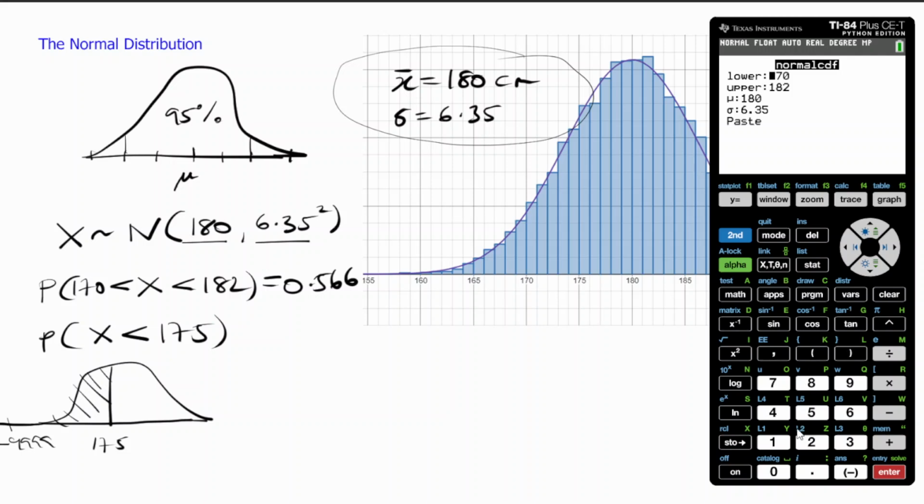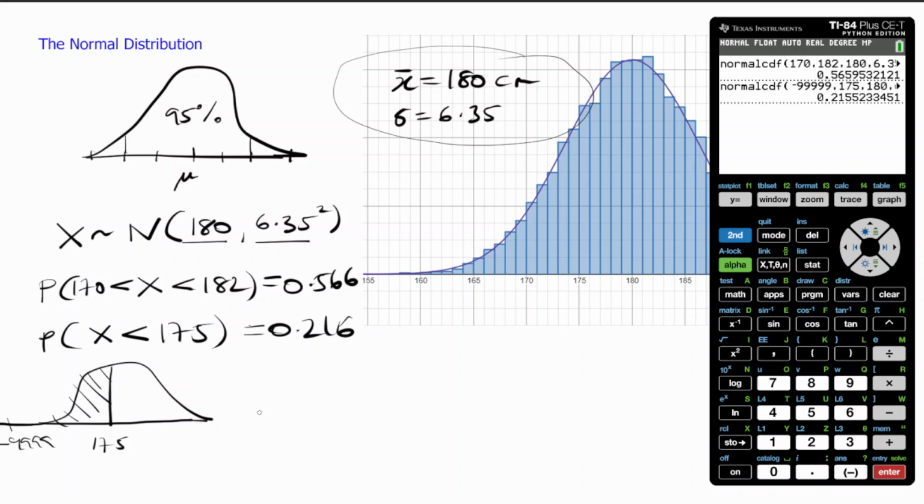So on the GDC, I'm using the minus at the bottom, remember, to enter negative numbers. I just put a few 9s in. Then 175, and obviously the mean and standard deviation are the same as before. So it's 0.216.